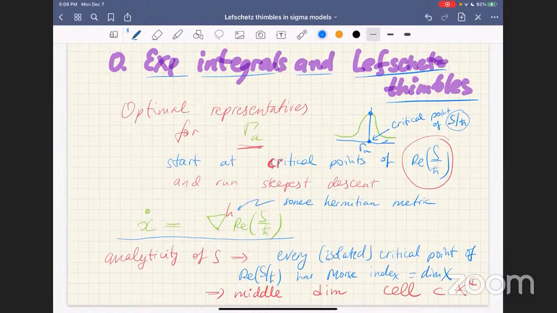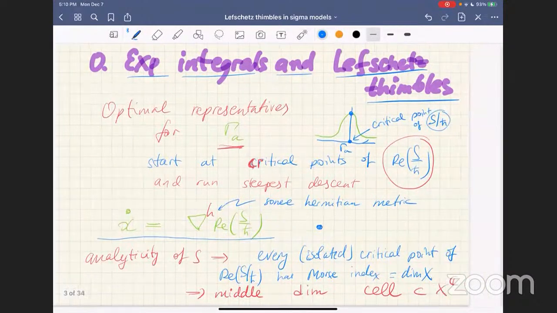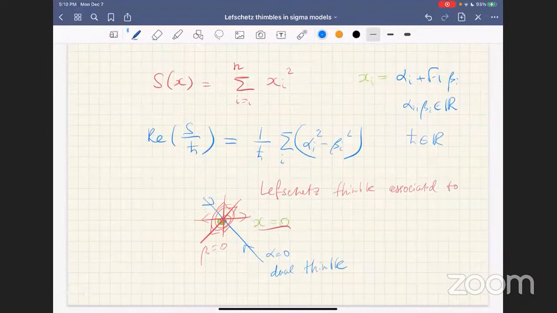You take the union of gradient trajectories which emanate from a given critical point. Because of the analyticity of this function S, first of all, the critical point of the real part of S over h bar is the same thing as the critical point of S. And then the analyticity of S would imply that if the critical point is isolated, it has Morse index equal to the real dimension of the original manifold.